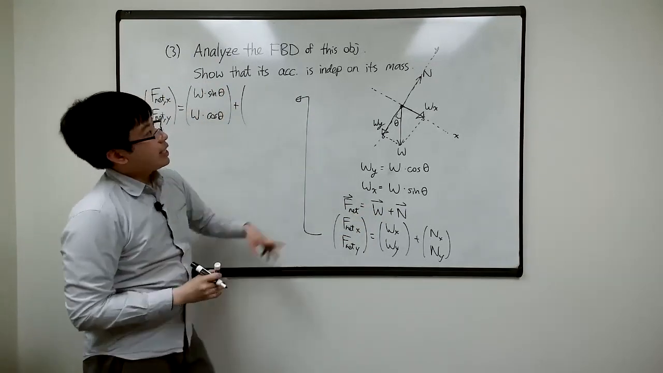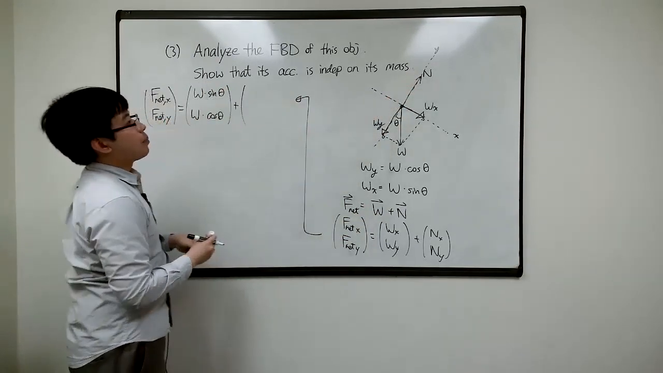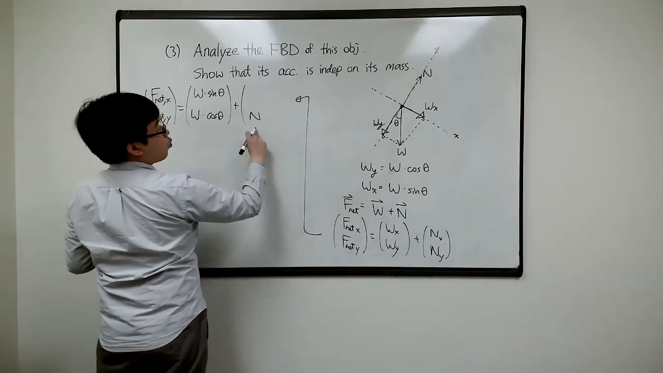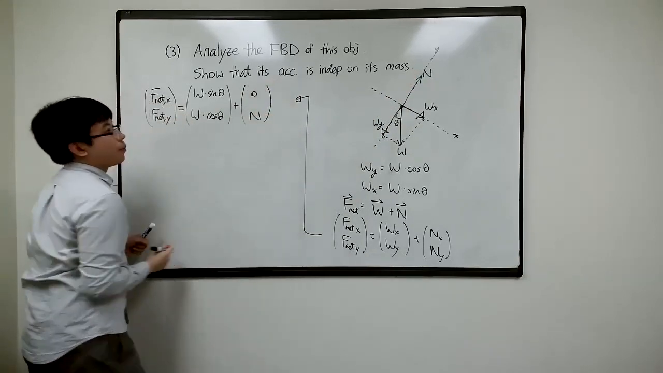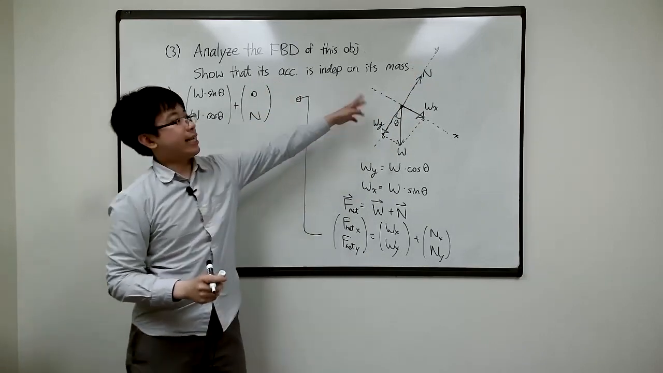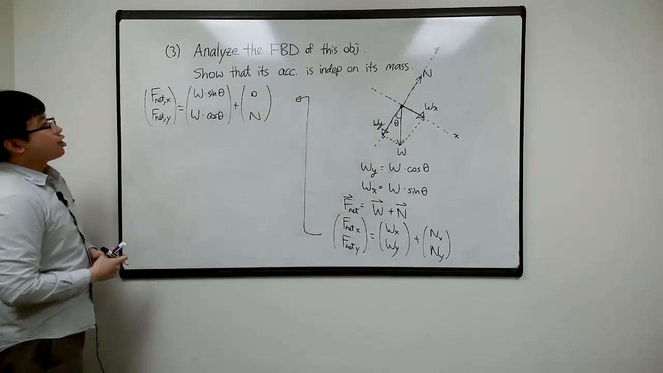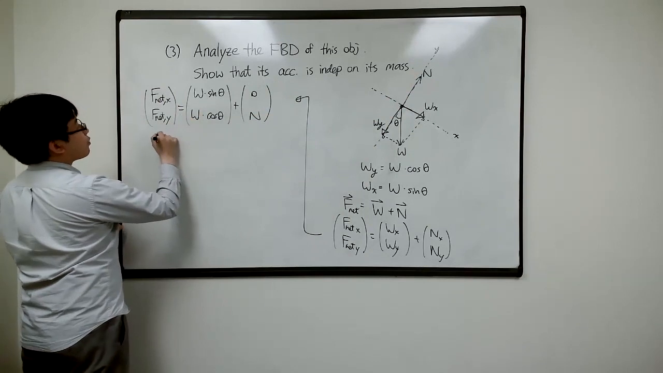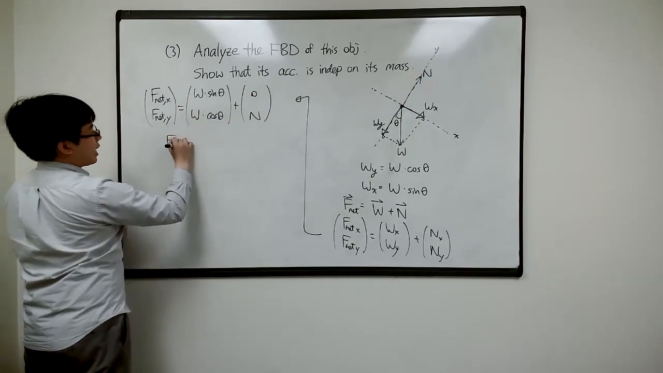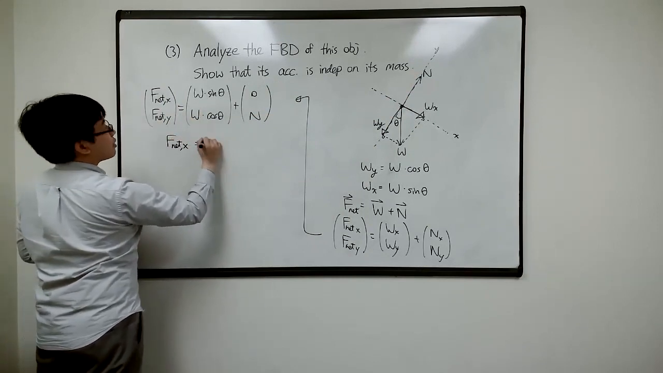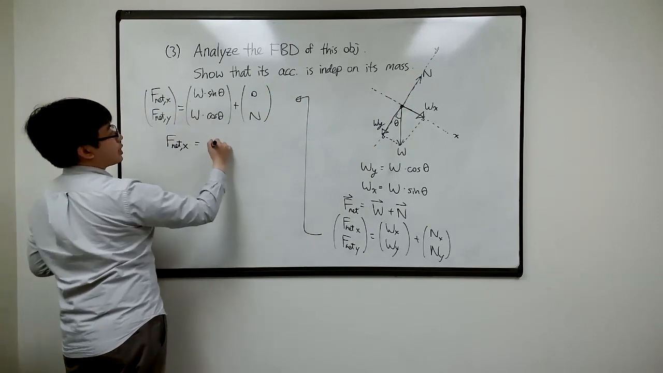And n over here only has a y component. So I only have n in the y component and no n in the x component. Okay, so what we found over here is F net x is equal to W, which we also know equals mg.